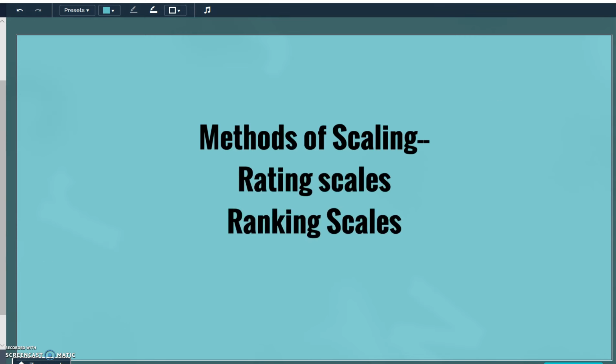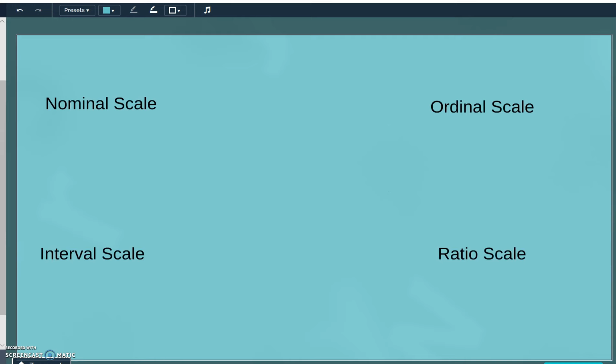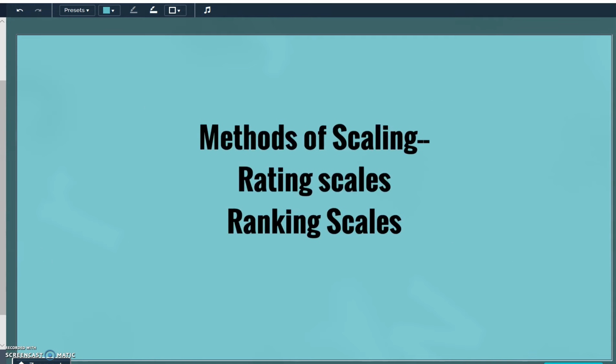Now, all these scales, different types of rating scales and ranking scales, shall be distributed in these four categories: the nominal scale, the ordinal scale, the interval, and the ratio. Initially, when I start discussing with you about different types of rating scales and different types of ranking scales, I would also say whether it's a nominal scale or an ordinal scale or interval scale or ratio scale.